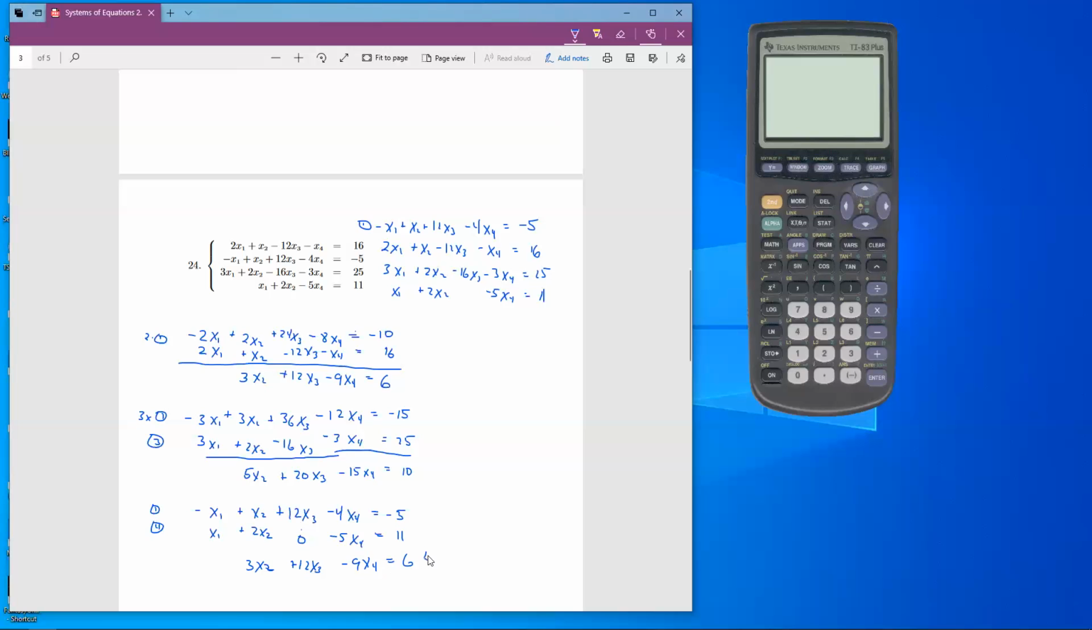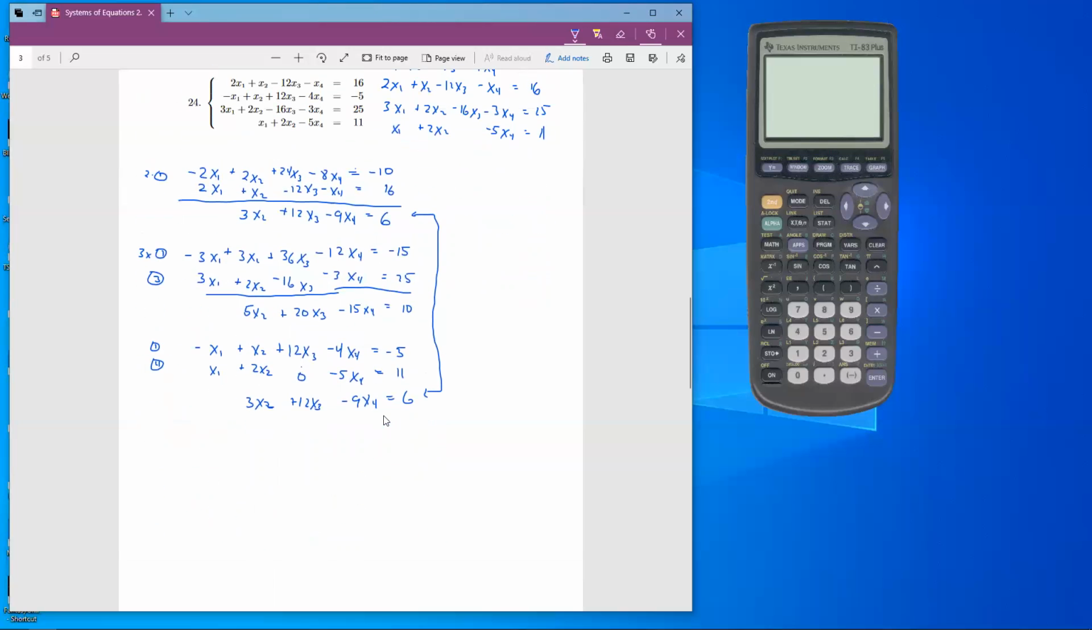And at this point, you say, wait a minute, why are those the same? Well, sometimes that happens. So let's go ahead and rewrite our equations here. We're just summarizing. We've got minus x1 plus x2 plus 12x3 minus 4x4 equal to negative 5. Going back up here to check it, yeah, that was our equation 1.